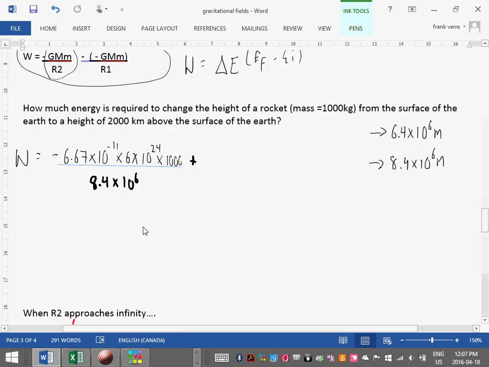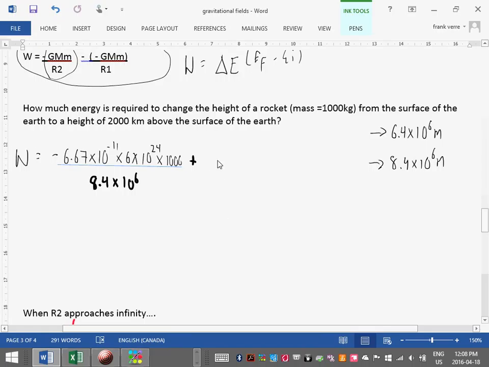I mean, why isn't it just negative G M M over R2 plus? I'll show you why next. Yeah, it actually has to do with the next topic. Because if R... let me think about that one. We'll come back to it now.